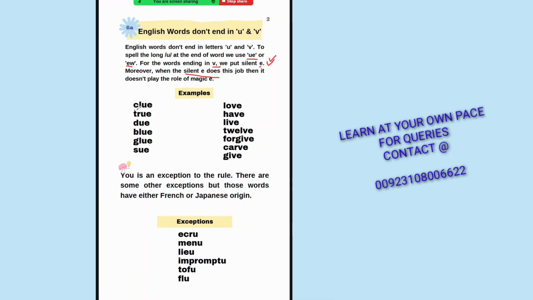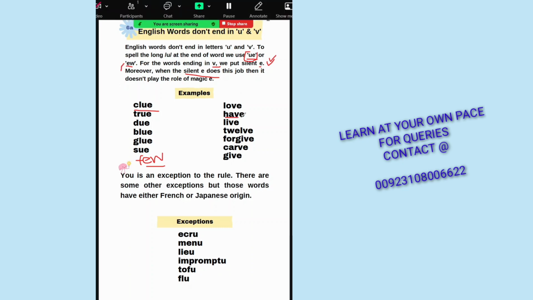Examples can be clue. See, you are hearing a long U sound at the end, so we cannot write the letter U. We will write UE. For example, few. You can hear the long U sound, but we cannot represent it by the letter U, so we will represent it with EW.